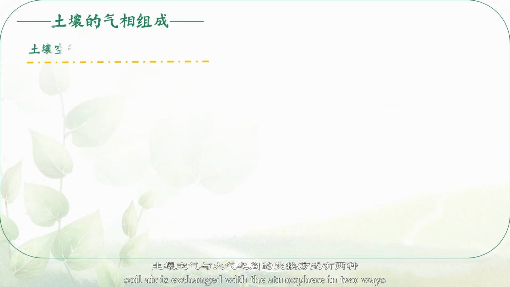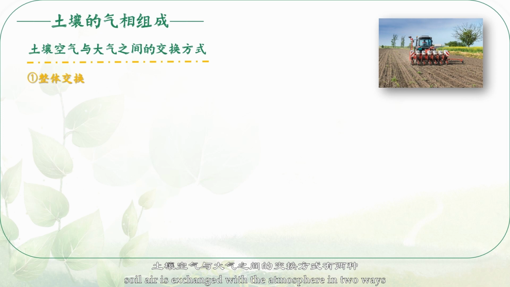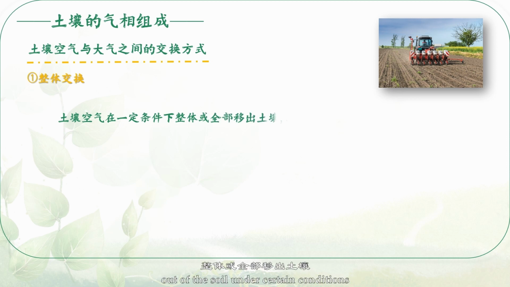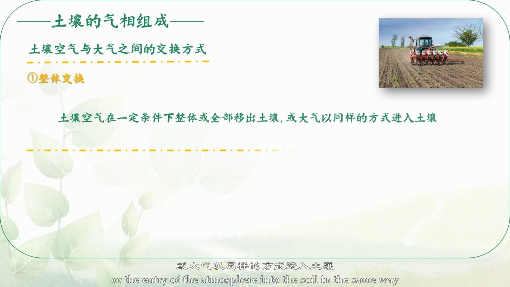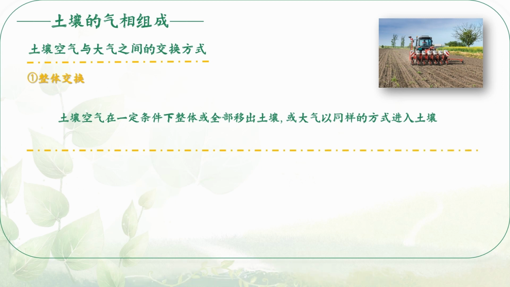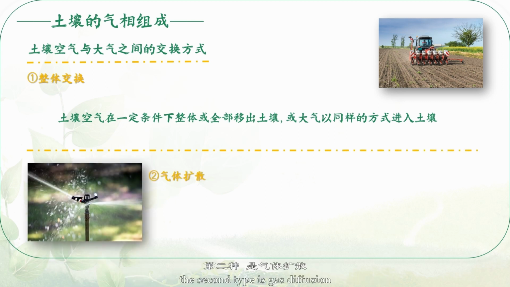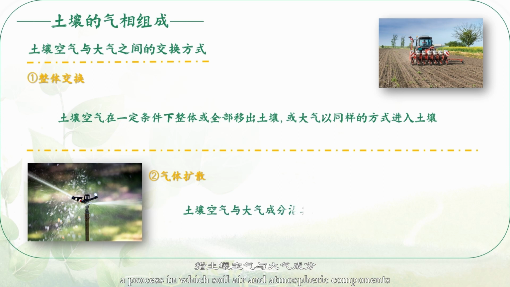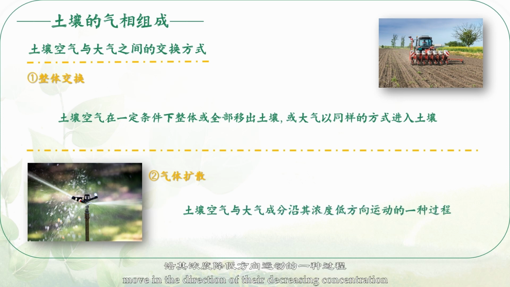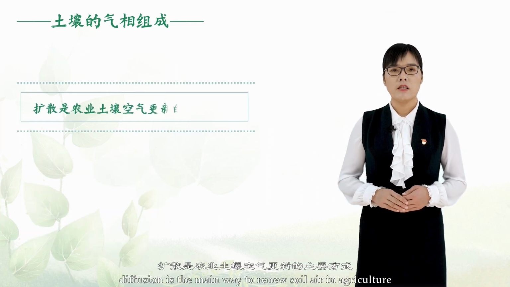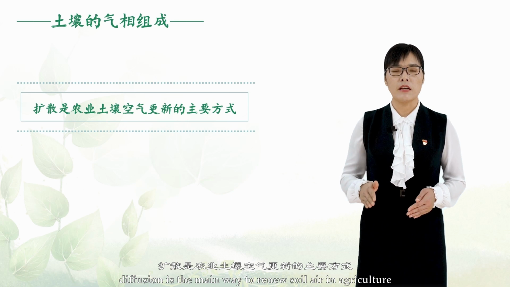Soil air is exchanged with the atmosphere in two ways. The first type of exchange is the total or complete movement of soil air out of the soil under certain conditions, or the entry of the atmosphere into the soil in the same way. The second type is gas diffusion, a process in which soil air and atmospheric components move in the direction of their decreasing concentration. Diffusion is the main way to renew soil air in agriculture.